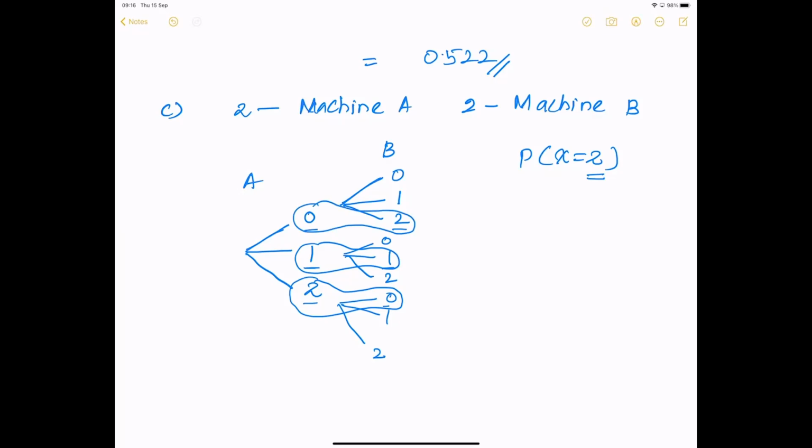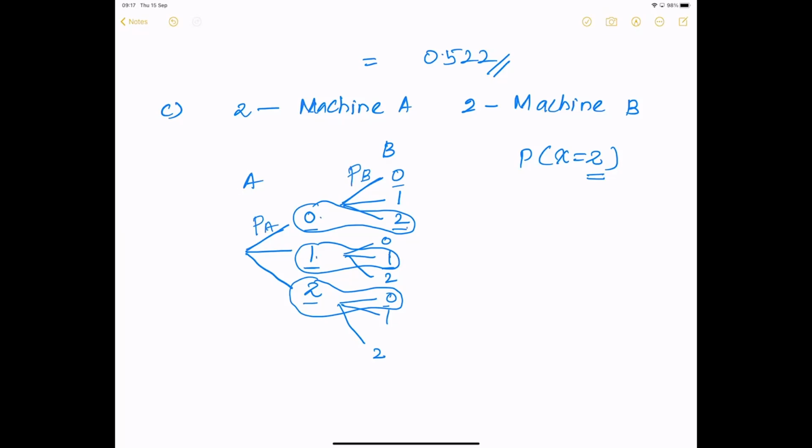Other options we can't take. Let's see this one: from A there is none, from B also there is none. This option we can't take because the total number of defective nuts should be exactly 2. The sums of these three situations are 2. If you want the probabilities of these branches, you have to find these probabilities, and after that, you can simply multiply and sum these three values, right?